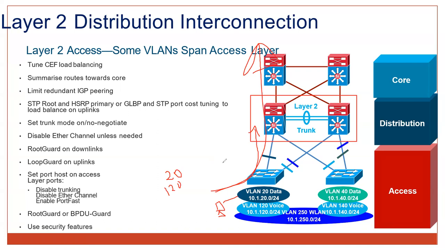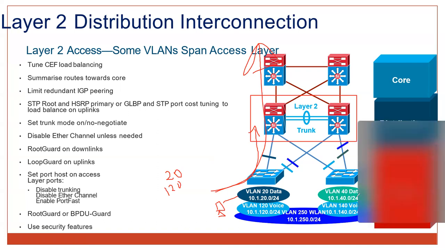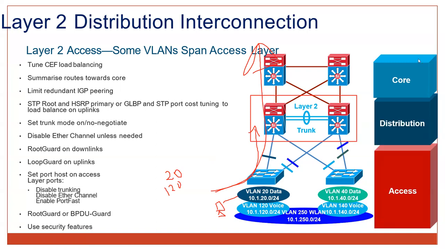Likewise, we can create the master gateway for VLAN 40 and 140 on this particular switch. So for VLAN 40 and 140, this has the higher priority. So this is the master for a certain number of VLANs, and for a certain number of VLANs, this is the master. So that means the VLAN traffic can be load balanced, so they can work as active gateways.